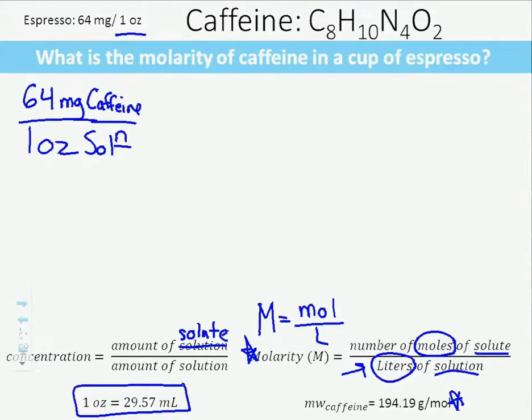But notice, regardless, on the top you have mass of a solute, on the bottom you have volume of a solution. Ounces is the volume, so is liters. So we can make the conversions by simply converting one unit into another. So to start out with, let's look at the top part of this equation first. Right now we've got 64 milligrams of caffeine. We need to get that into molarity. So first off, let's convert from milligrams to grams.